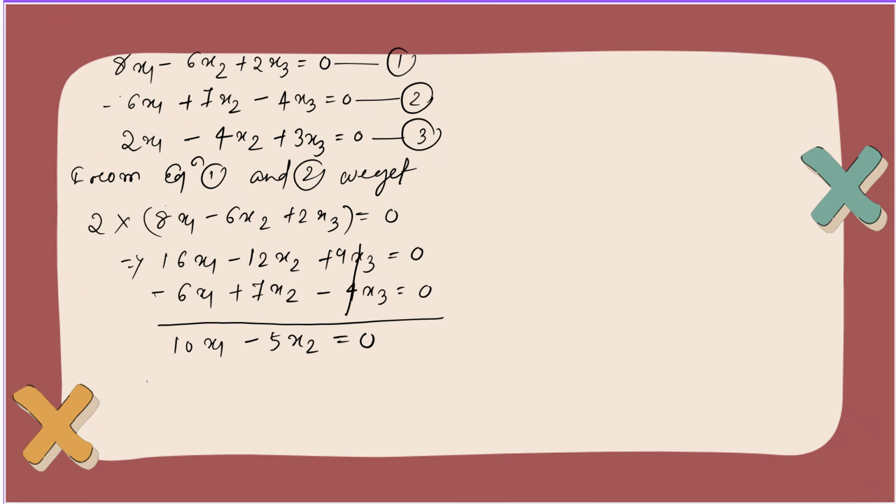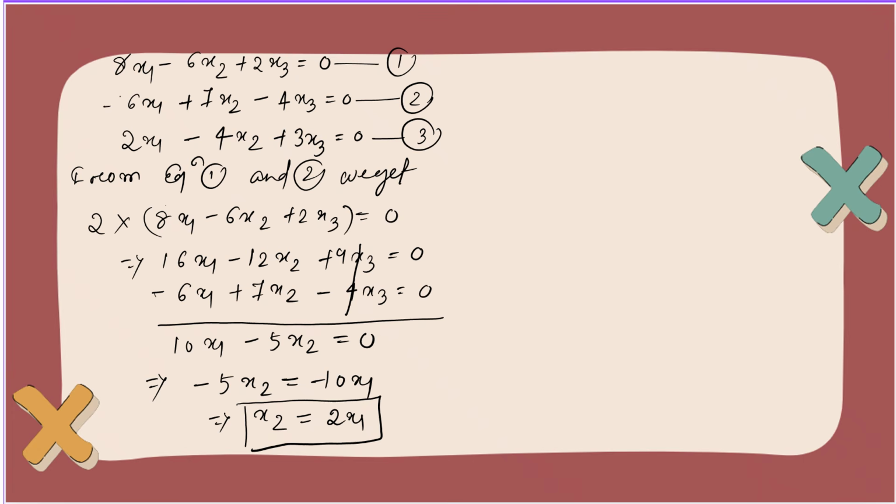Now, here we solve this equation, so you get minus 5x2 is equal to minus 10x1. So here we have to find one value of x2, that is nothing but 2x1. So one of the values is found. x2 is equal to 2x1. Now move to the next.